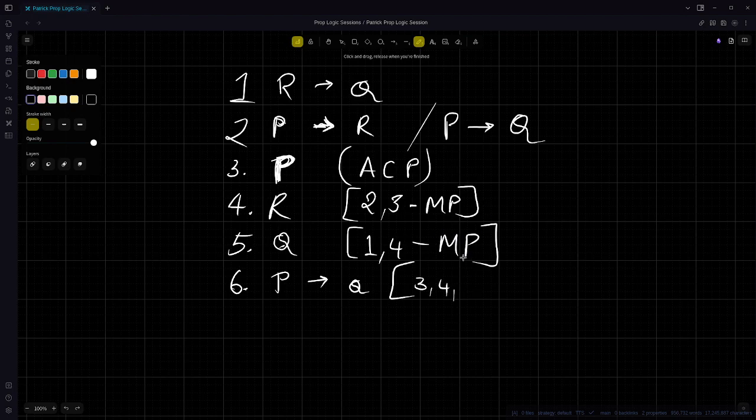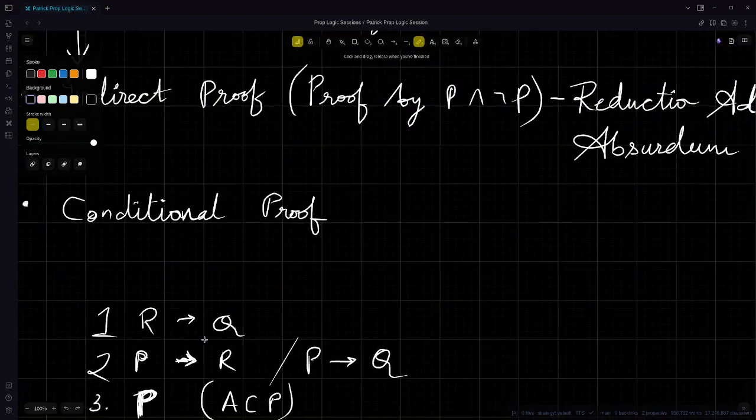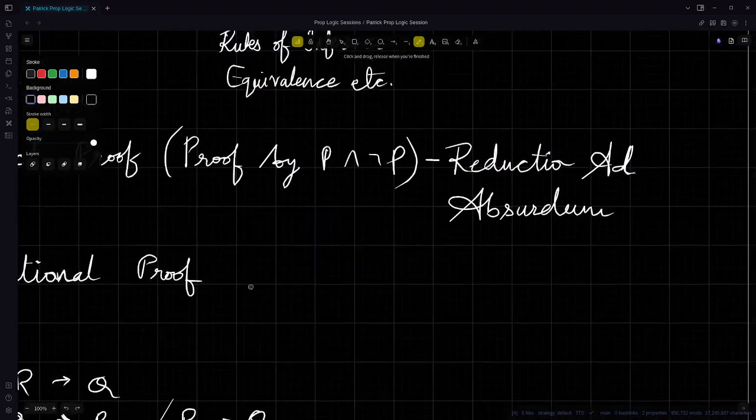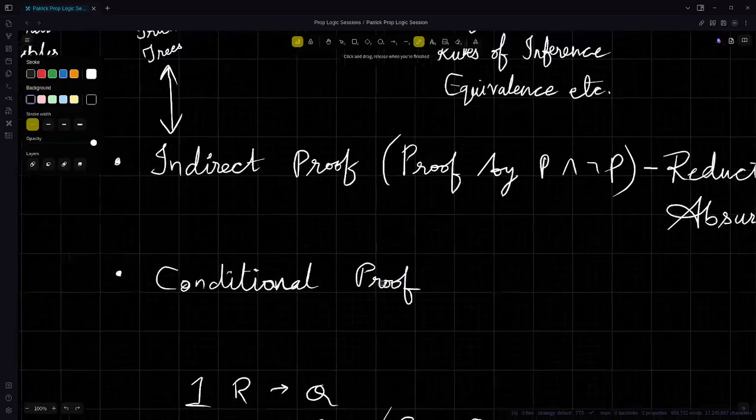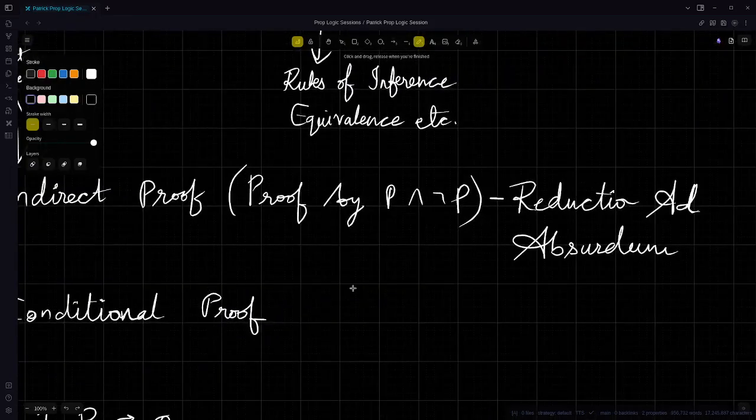So this is 3, 4, 5 conditional proof, and that's QED. So that's an example of conditional proof. Might as well give you an example of indirect proof.